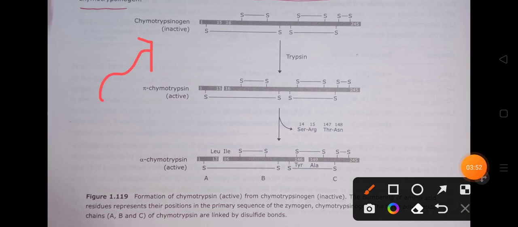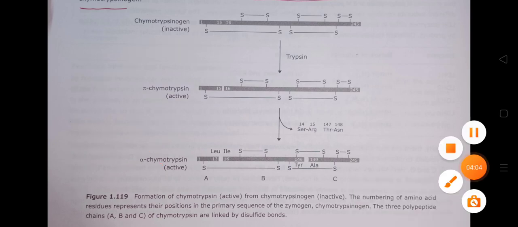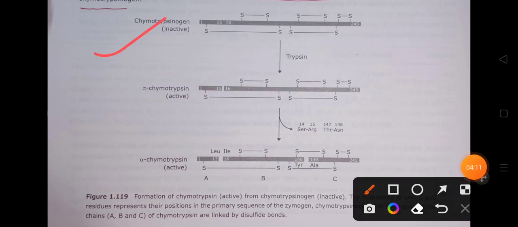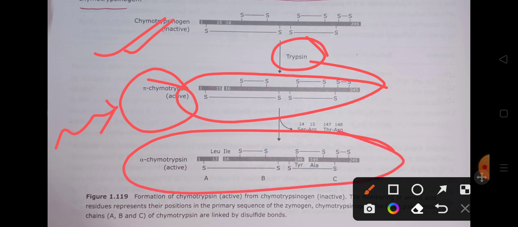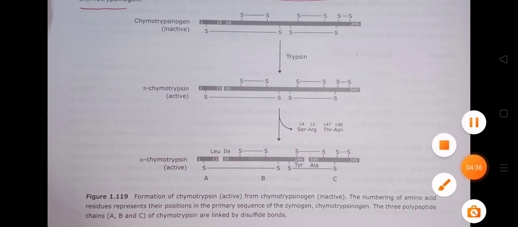Here we are talking about chymotrypsinogen. Chymotrypsinogen is a protein of 245 amino acids, which is a single polypeptide in its zymogen form. As we have seen in the previous diagram, chymotrypsinogen is activated by trypsin. Trypsin cleaves the chymotrypsinogen, converting it into two polypeptides containing pi-chymotrypsin, which is a little bit active, and then from that, trypsin works again and gives us alpha-chymotrypsin. Now it consists of three polypeptides connected by two disulfide bonds.